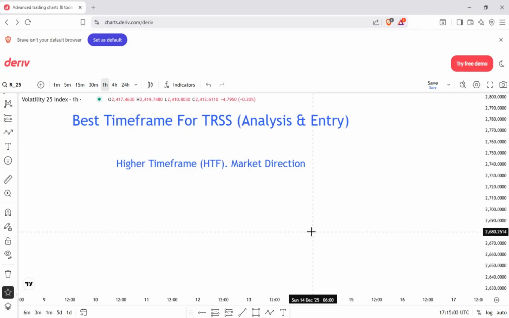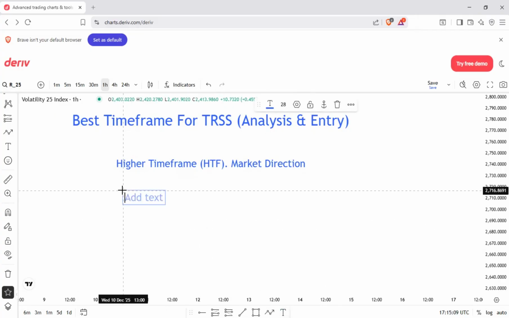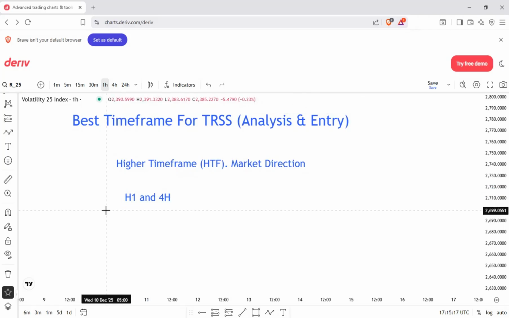So the recommended higher time frames that you can use are what? We have the 1 hour time frame and the 4 hour time frame. The 1 hour time frame is our best overall for spotting structures in TRSS, and your 4 hour time frame is used for spotting strong trend reversals, long-term structures, long-term reversals. So that is what you use your 4 hour time frame to do.